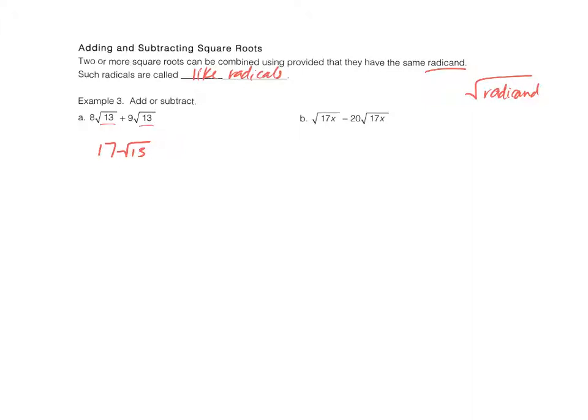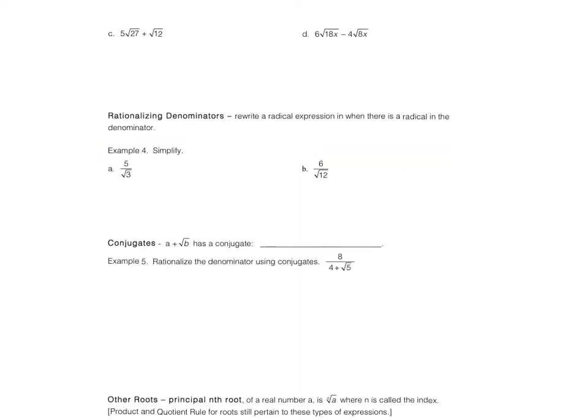Similarly, in example 3b, we have 17x inside both radicals, and so we have 1 times the square root of 17x minus 20 times that same value, and so 1 minus 20 is negative 19, and the radical stays the same.